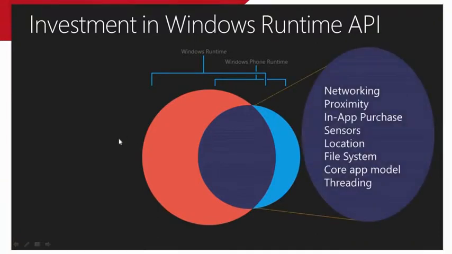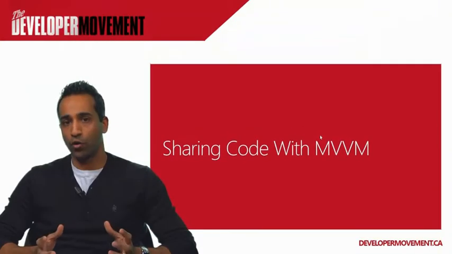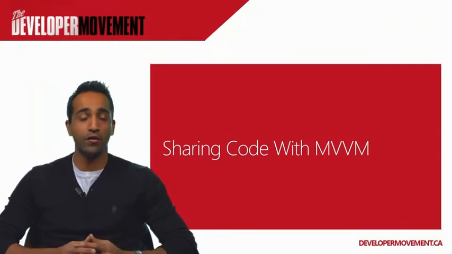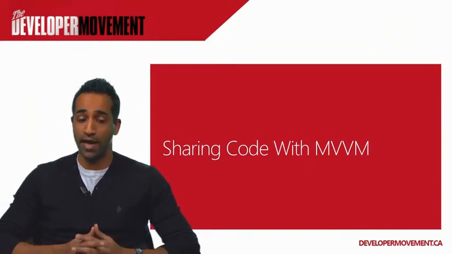So those are the networking APIs, the sensors, location, file system. These are some of the APIs that you're able to write once and run on both platforms. They're common APIs. So that's essentially the convergence story, how we're not there yet, but we're on a path. And there are some common APIs, but they're not all there on both platforms.